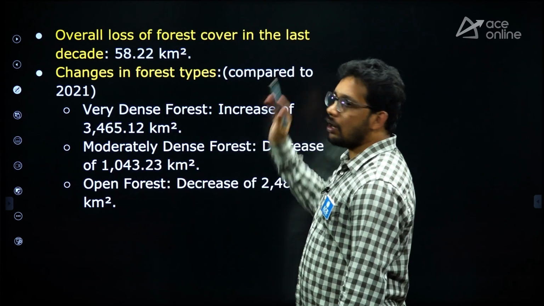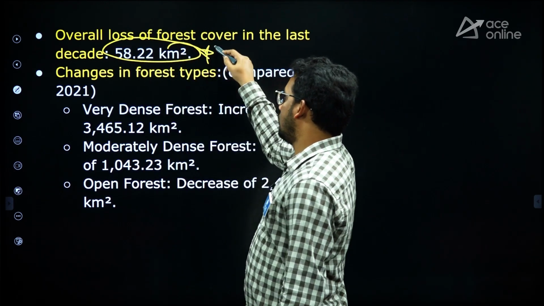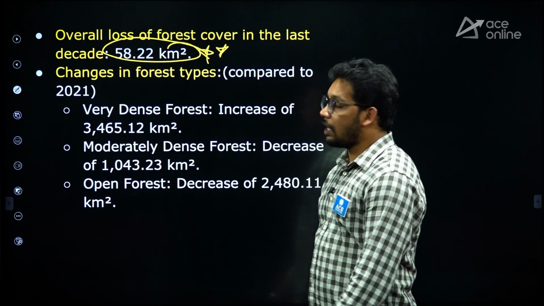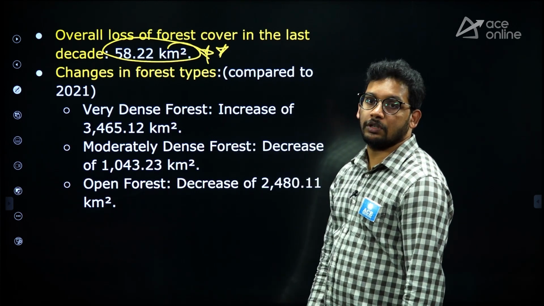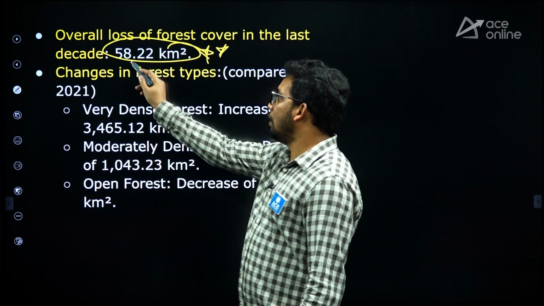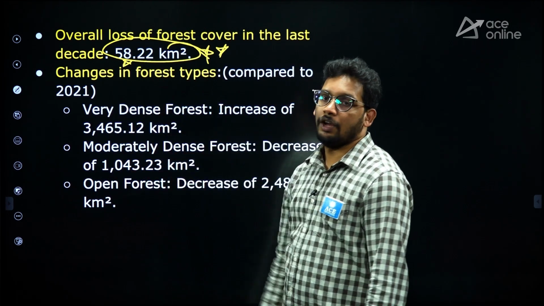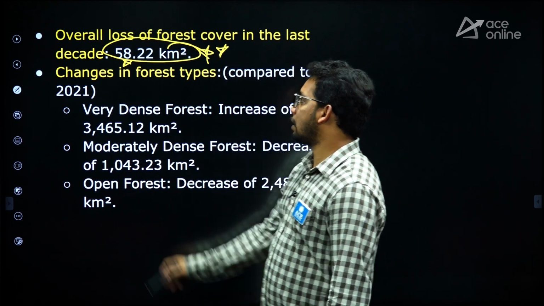And then the overall loss of forest in the last decade. This may be asked in the exam, right? Overall in the last 10 years, compared to 2013, with respect to the present 2023, we have lost forest. We did not gain, we have lost 58.22 square kilometers of forest.